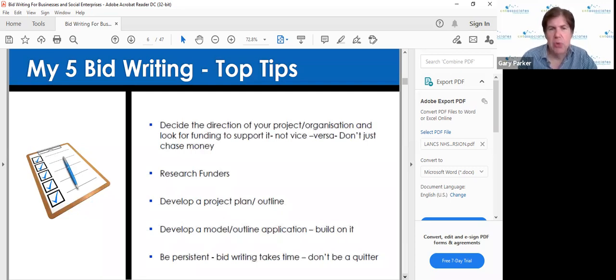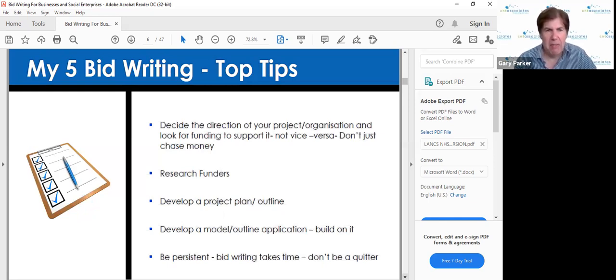The next is, depending on how big or small your project is, to develop a project plan or outline. And then from that, develop a model application. That's an outline application from which you can develop other applications. Again, we'll look a bit more about that later, because it's a base bid that you build on. You can take certain elements from it, whether it's the background of your organisation or what your project is, whatever, and you can use that to populate other applications. So it's very important to have a base or core application.